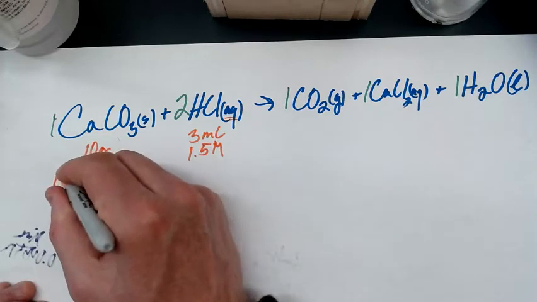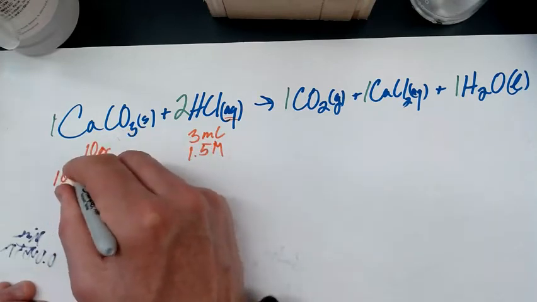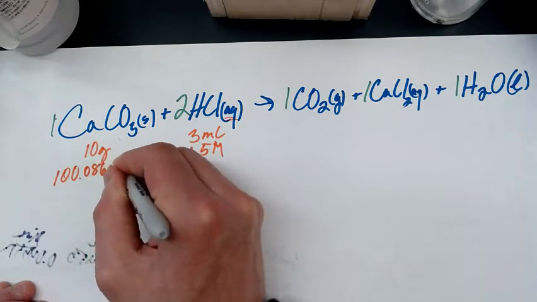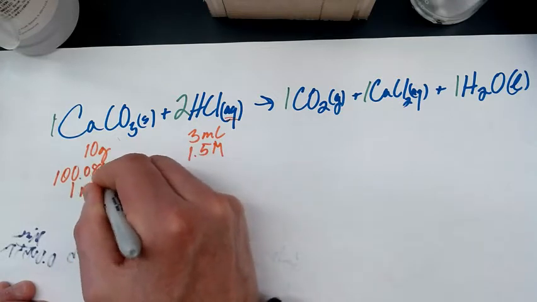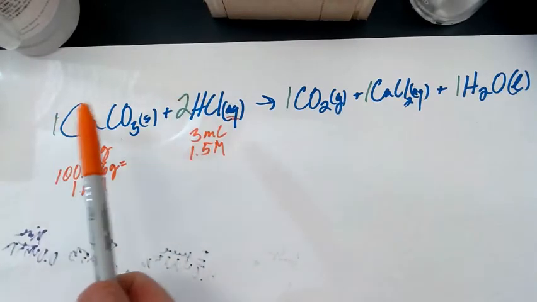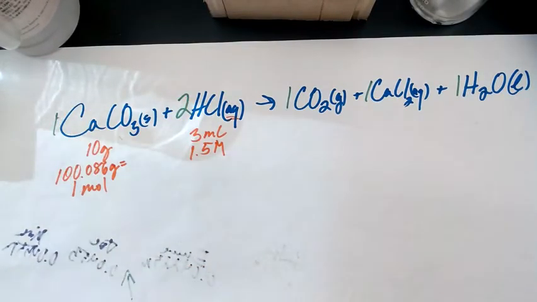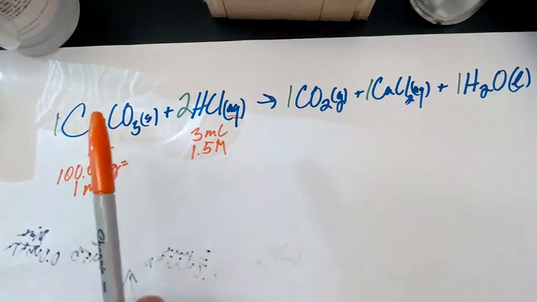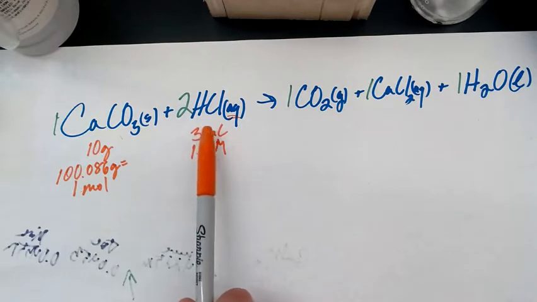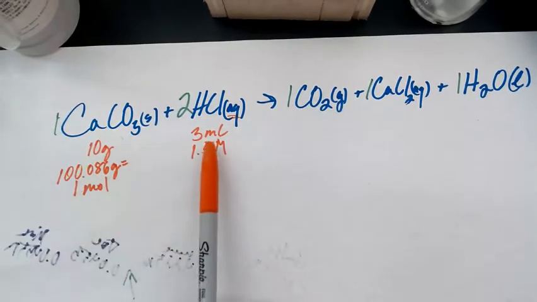So we said the other day, calcium carbonate when it's a chalk is 100.086 grams, and that's equal to 1 mole. All right, so what I want you to see here is this. We have a 2-to-1 relationship between our acid and our marble. We have 10 grams of this with its molar mass. We have 3 milliliters of this with its molarity. Molarity and molar mass are very similar to each other.